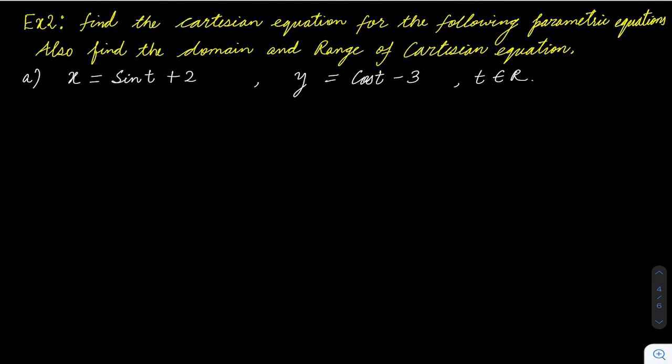In trigonometry, whenever parametric equations are given in trigonometric form, we don't generally find t and substitute in the other equation. Well, you can do that, but that becomes a little more difficult because there will be a lot of inverse things. The easy way is, whenever a trigonometric parametric equation is given, just remember the trigonometric identities that you have learned. We know that sine square theta plus cos square theta is 1.